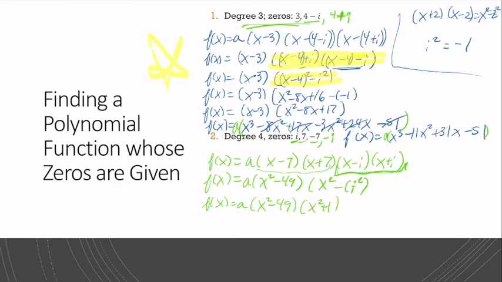So I FOIL that out. I get f of x is a, which is some leading constant, times... I didn't FOIL that properly. I did that out of order. Why don't we try that again? Okay, so I've got x squared times x squared, which is x to the fourth, x squared times 1, which is x squared, negative 49 times x squared, which is negative 49x squared, and negative 49 times 1, which is negative 49. So final answer, f of x equals a times (x to the fourth minus 48x squared minus 49).